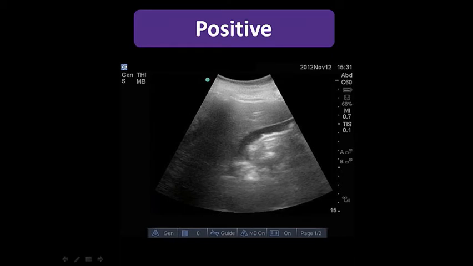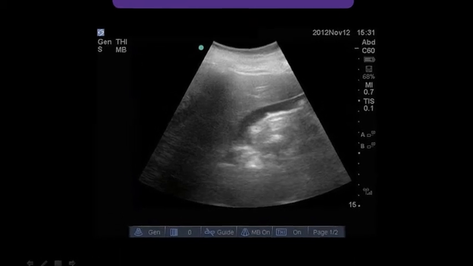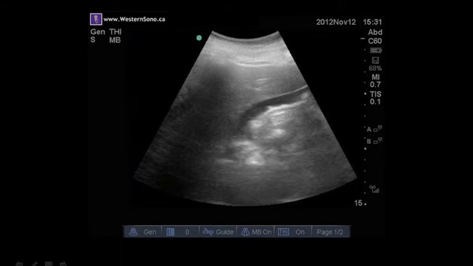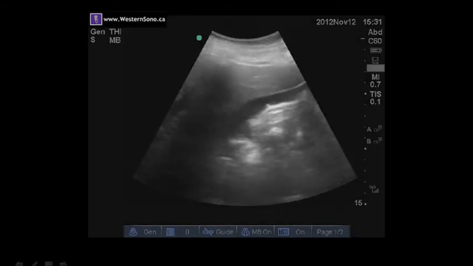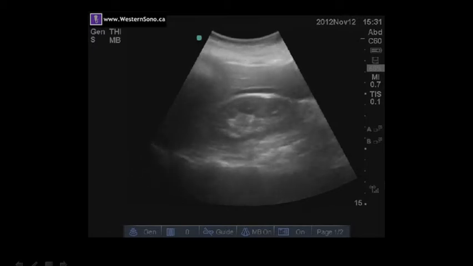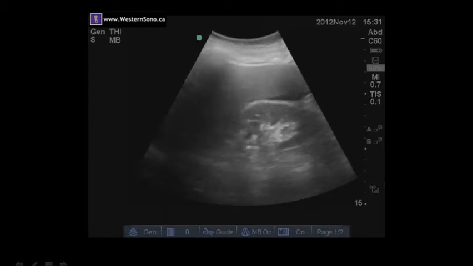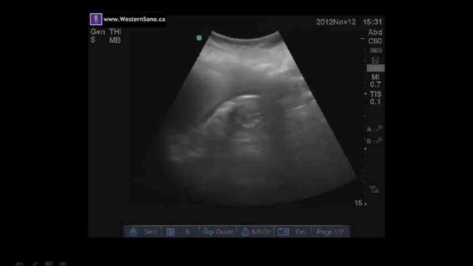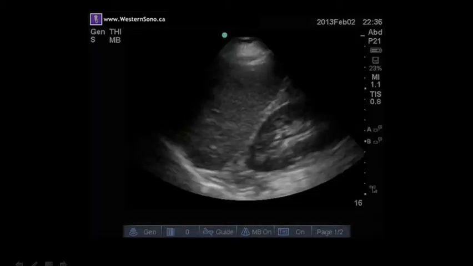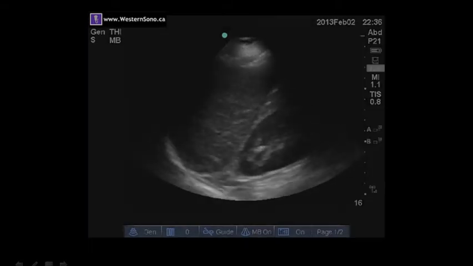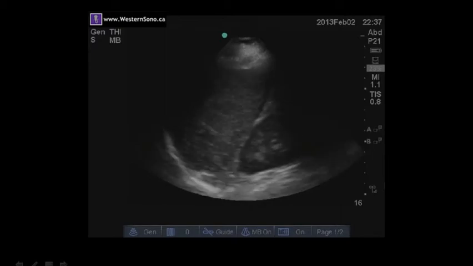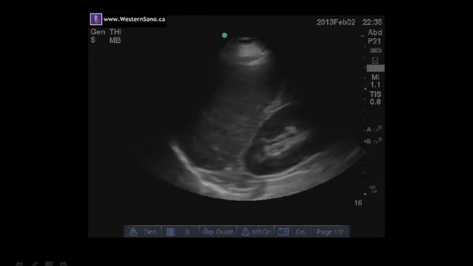Now let's look at some examples of positive images. Free fluid or blood is anechoic and therefore shows up as black on your ultrasound. When sweeping the interface, if you see black where there shouldn't be any, that is a positive scan. Here is an obvious example. This scan shows a more subtle example of free fluid. If you missed that subtle example, let's watch again.